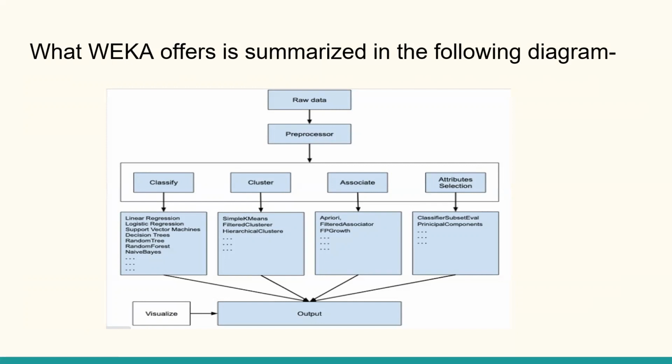There are many features which are available in Weka, such as classify, cluster, associate, and attribute selection. In each feature, there are different machine learning algorithms. For example, in the classify feature, we have linear regression, logistic regression, support vector machines, etc. In clustering, we have simple k-means and filtered cluster, etc. In associate, we have Apriori. And in attribute selection, we have principal components. So all these algorithms can be applied on the data set.